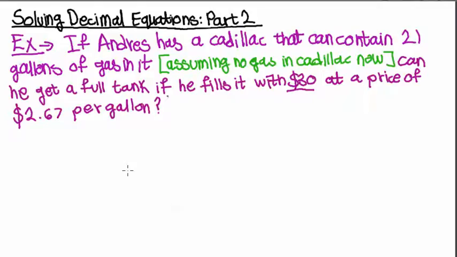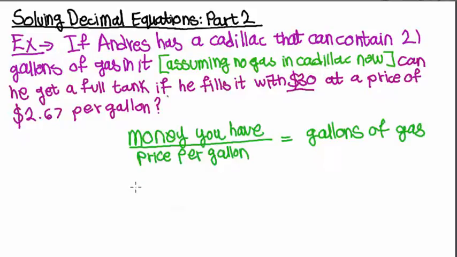Now, in order to figure out how many gallons of gas you can buy, all you really need to do is divide the amount of money that you have by the price of the gallon of gas. So in this case, if 30 divided by 2.67 equals a number that is less than 21, the answer will be no, because Andres will not be able to get a full tank of gas. On the other hand, if 30 divided by 2.67 yields a number that is greater than 21, Andres will be able to get a full tank of gas.